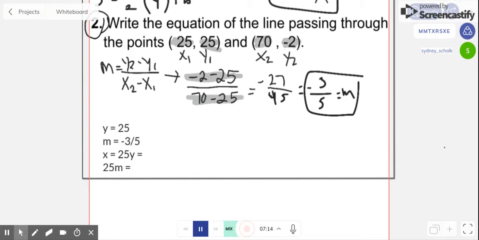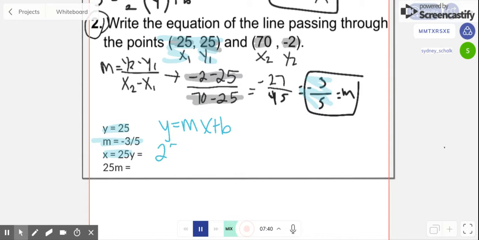So I went ahead and listed the 3 numbers that I know. I decided to use this ordered pair right here, the 25, 25. So I got my y, which was 25. I got my m, which is negative 3/5. That's my slope. And I got my x, which is also 25. So I can go ahead and plug that into my y equals mx plus b equation.